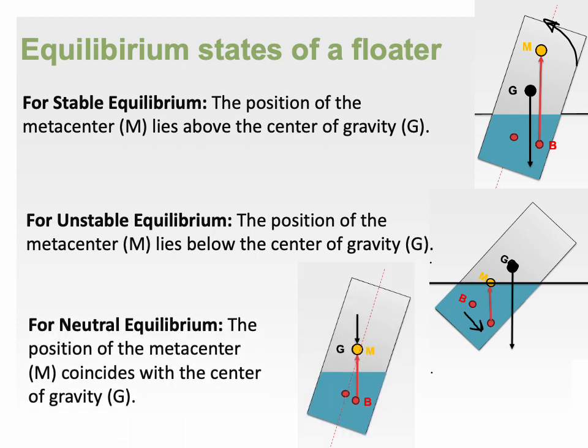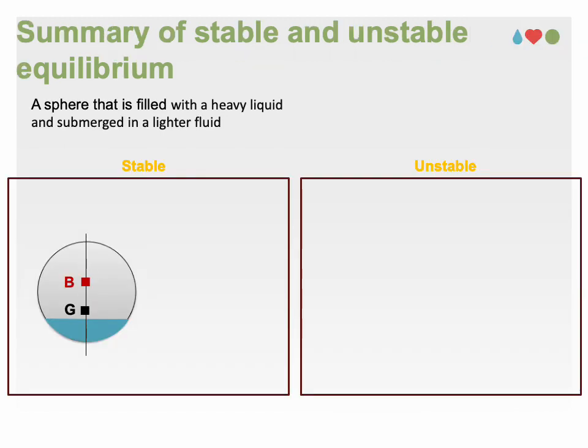If the position of the metacenter coincides exactly with the position of the center of gravity, the object is in its neutral equilibrium. To summarize, I give another example for better understanding of the concept of stability of floating objects.